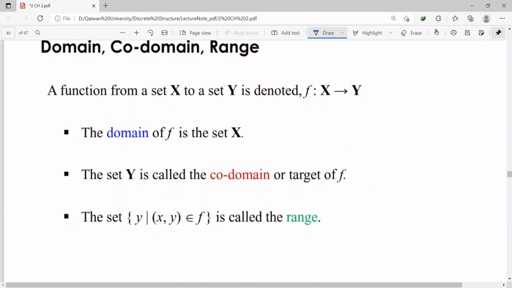Now you have domain, codomain, and range. Range is always a subset of codomain. It's the set of all those elements which are images for the elements of the domain.